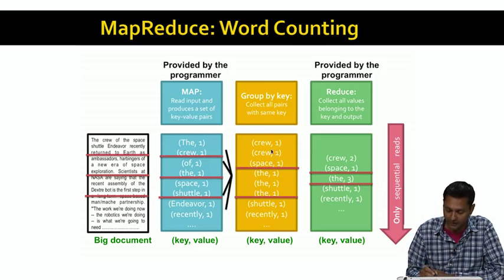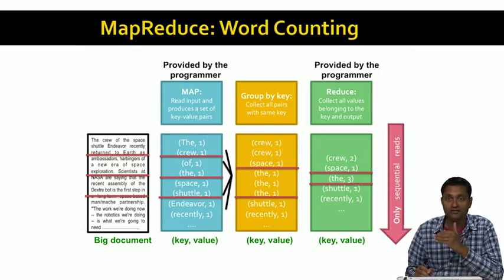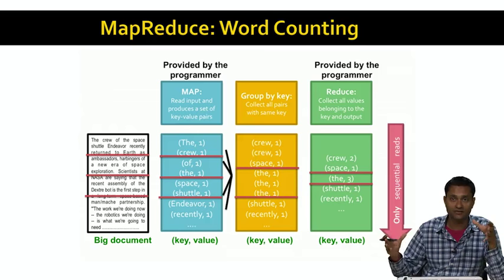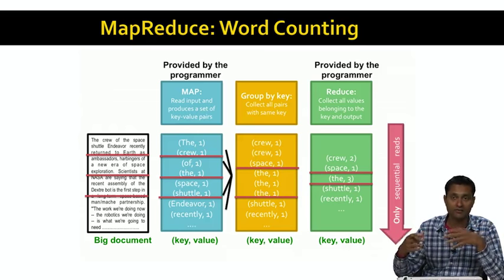So, for example, the result for crew is now on reduce node 1. The result for the is now on reduce node 2, and the result for shuttle and recently are on reduce node 3. So, the final result is actually now spread across 3 nodes in the system. Which is perfectly fine because you're dealing with a distributed file system, which knows that your file is now spread across 3 nodes in the system. So you can still access it as a single file in your client, and the system knows to access the data from those three independent nodes.